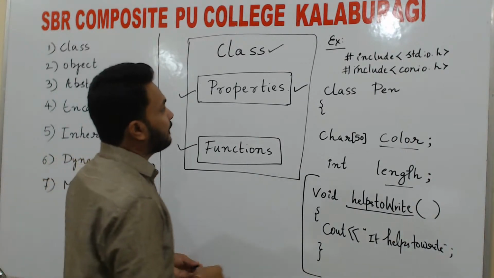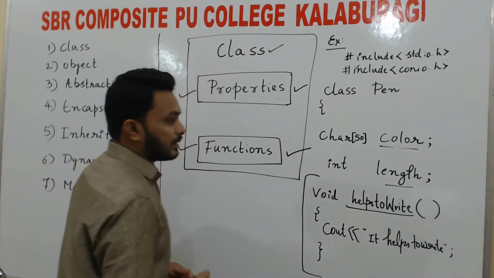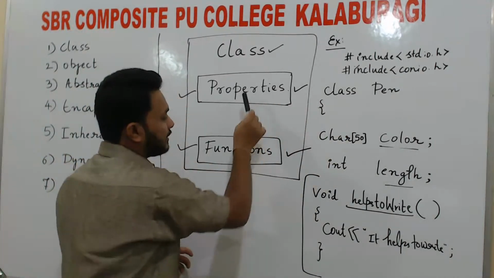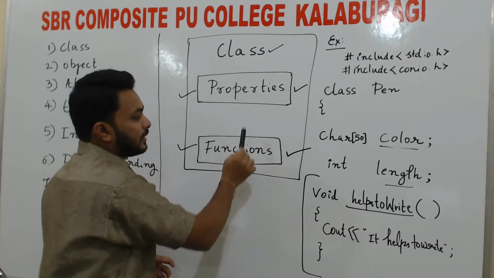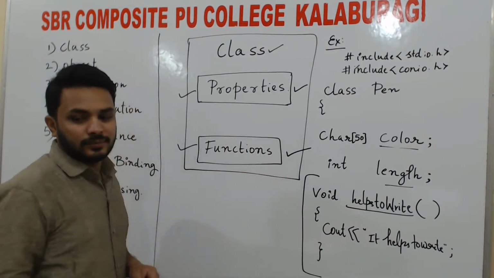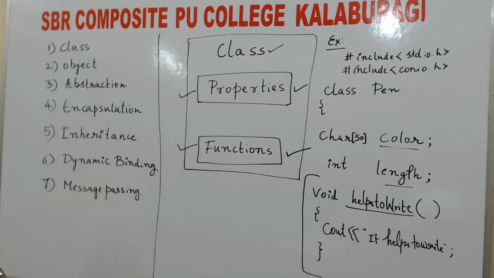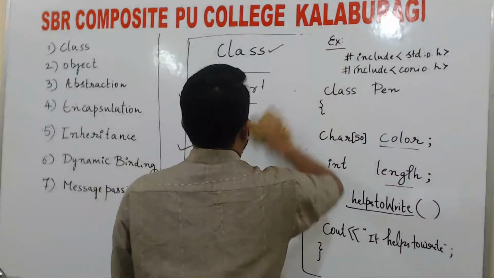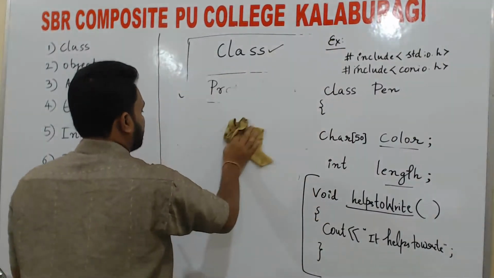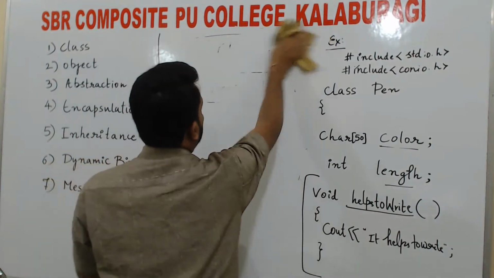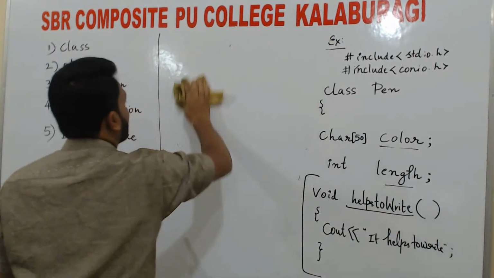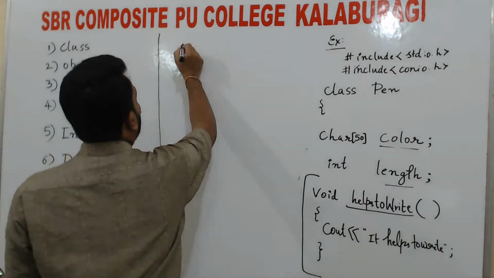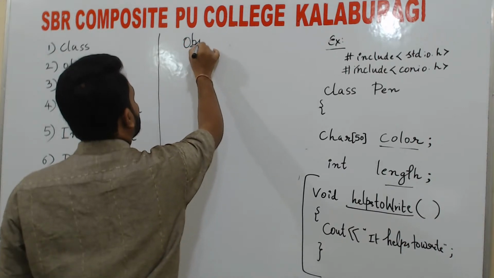So it exactly defines what a class includes. Okay, so a class includes the properties and the functions. Understood? So the next one is object. So now we have written a class. Then what does an object exactly include?